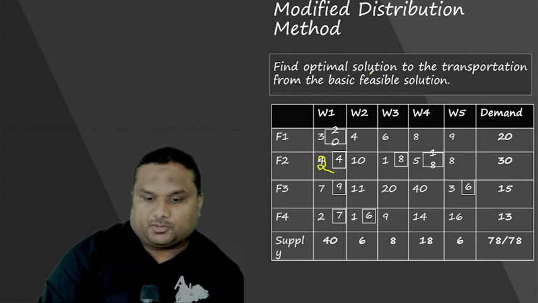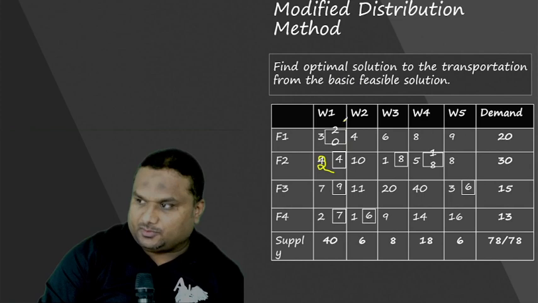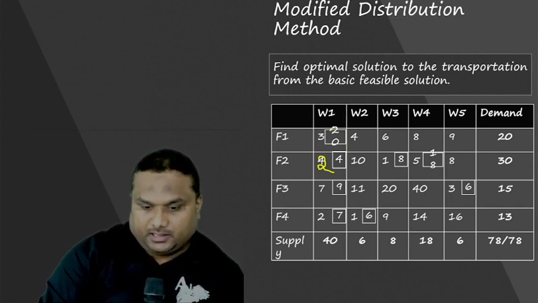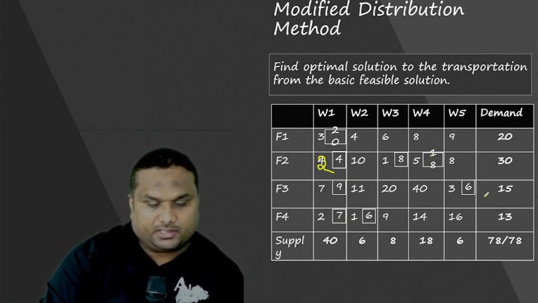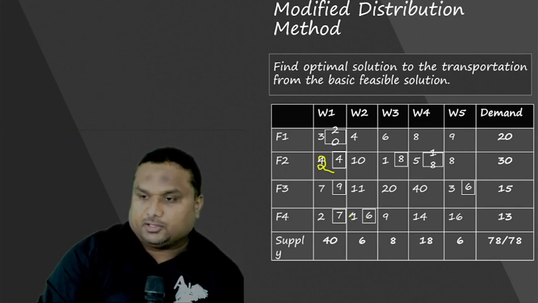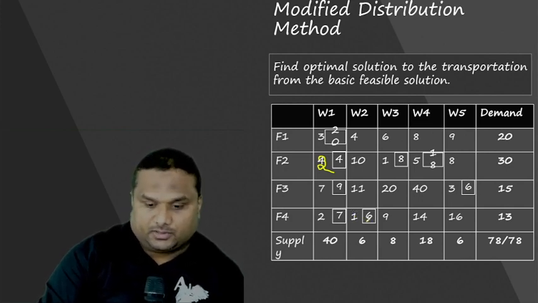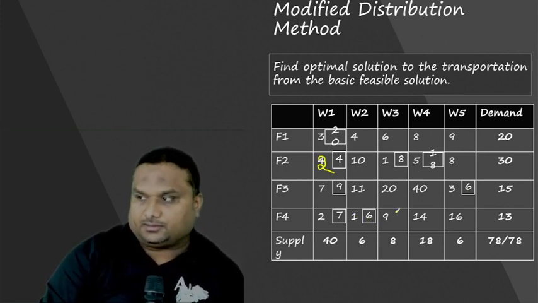Find the optimal solution to the transportation problem from the basic feasible solution. The allocation is 20. What is the allocation? 20 units is allocated. 4 units is allocated. On the 5, 18 units is allocated. 7, 9 units is allocated. 3, 6 is allocated. 2, 4, 7 units is allocated. 1, 6 units is allocated.